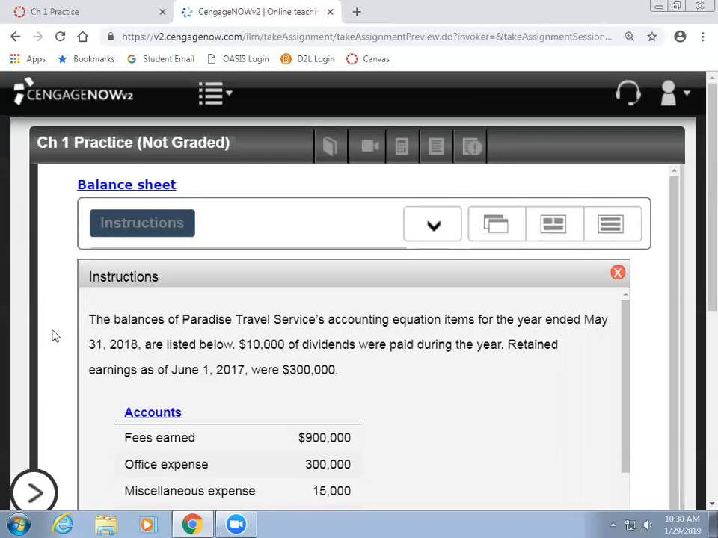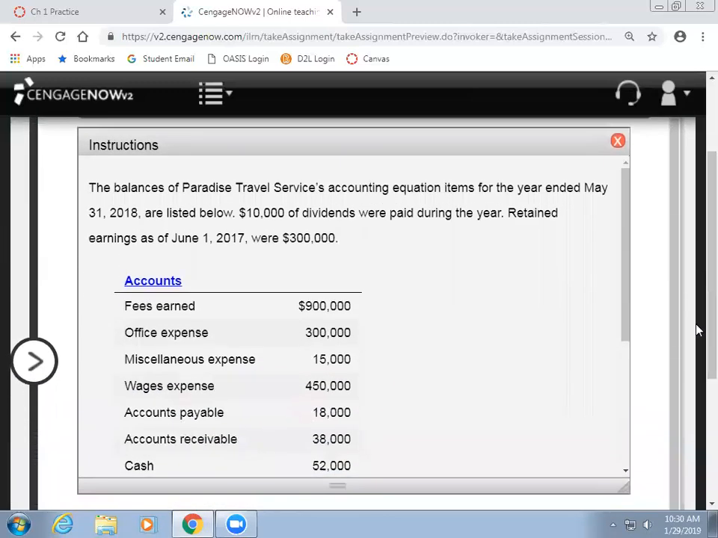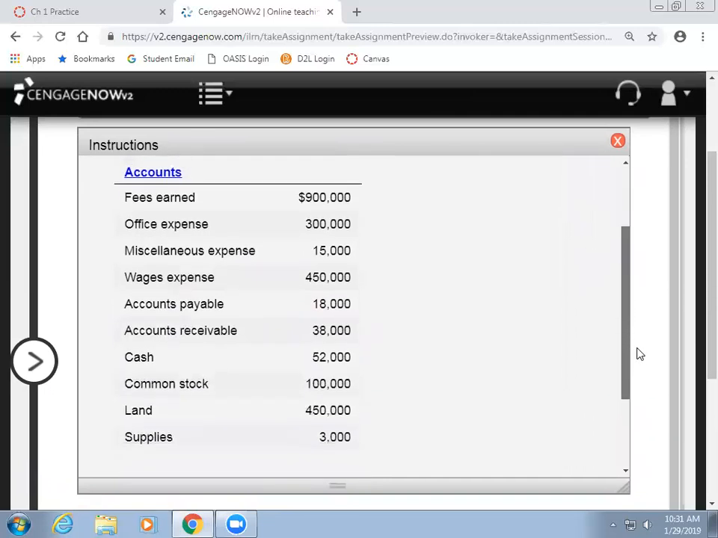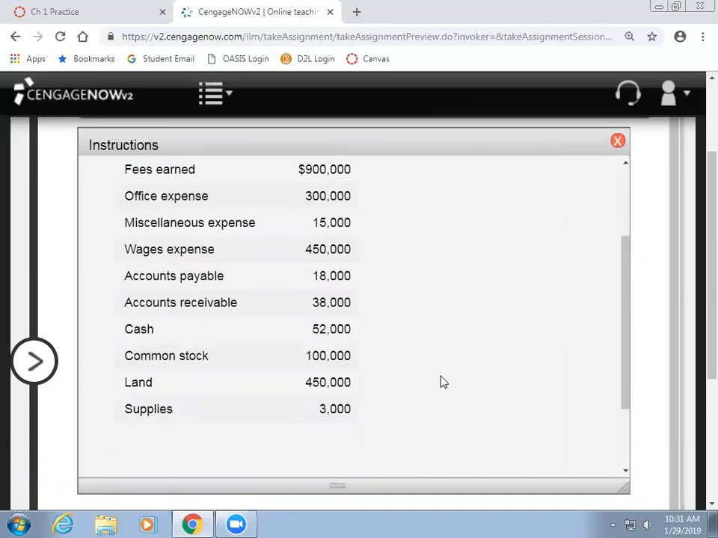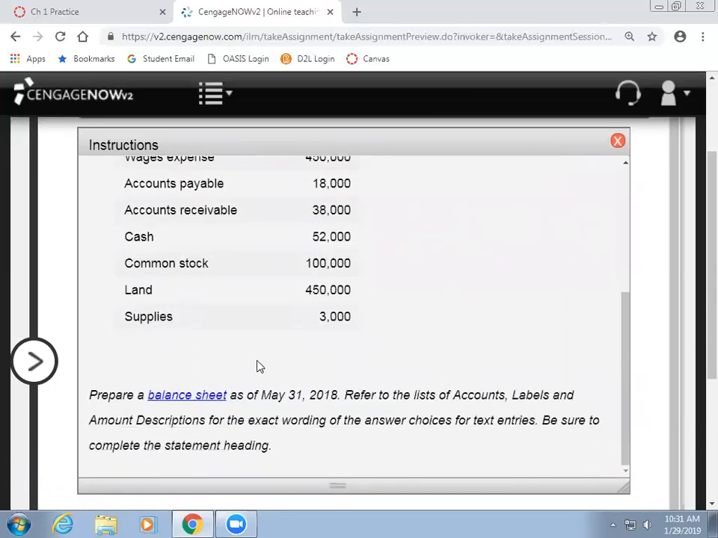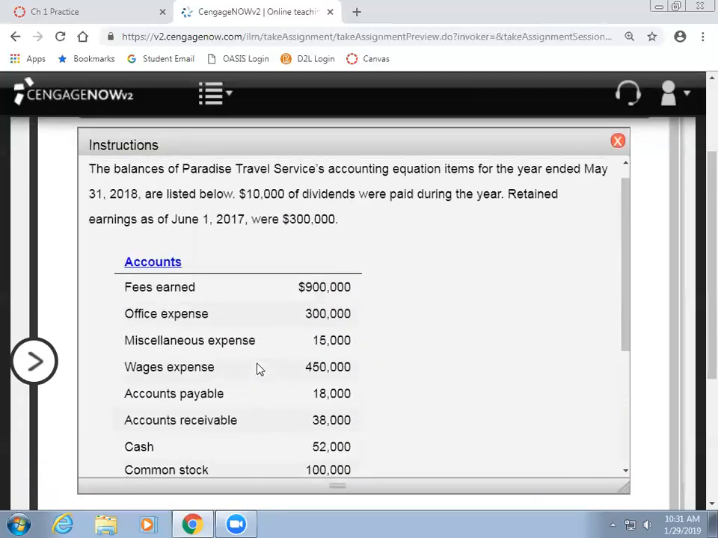So under instructions, it says the balances of Paradise Travel Services accounting equation for the year ended are listed below. And it tells us, these are the same numbers we just dealt with. So our dividends were 10,000, retained earnings at the beginning were 300,000. And then it gives us all of our accounts out of order, which is always fun, right? So we have fees earned, which is revenue, and then we have our three expenses. We have accounts payable, accounts receivable, cash, common stock, land, and supplies. It wants us to prepare a balance sheet as of May 31st.